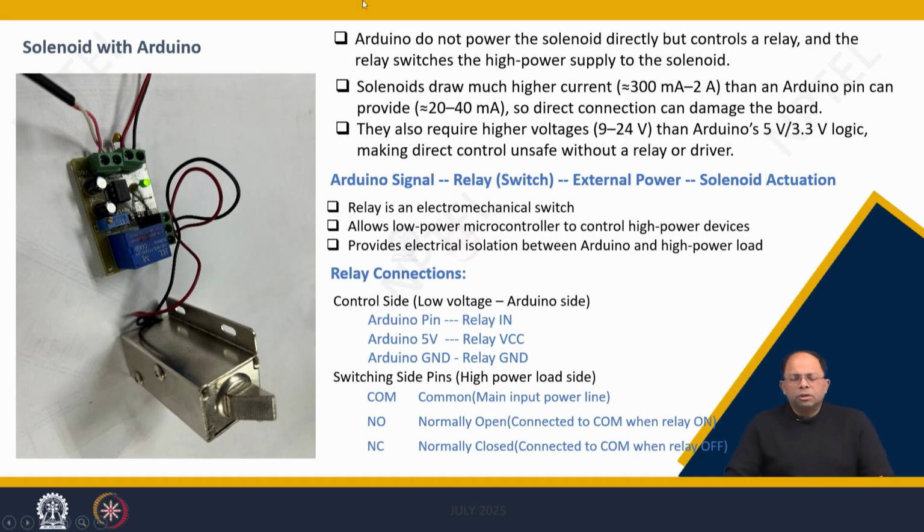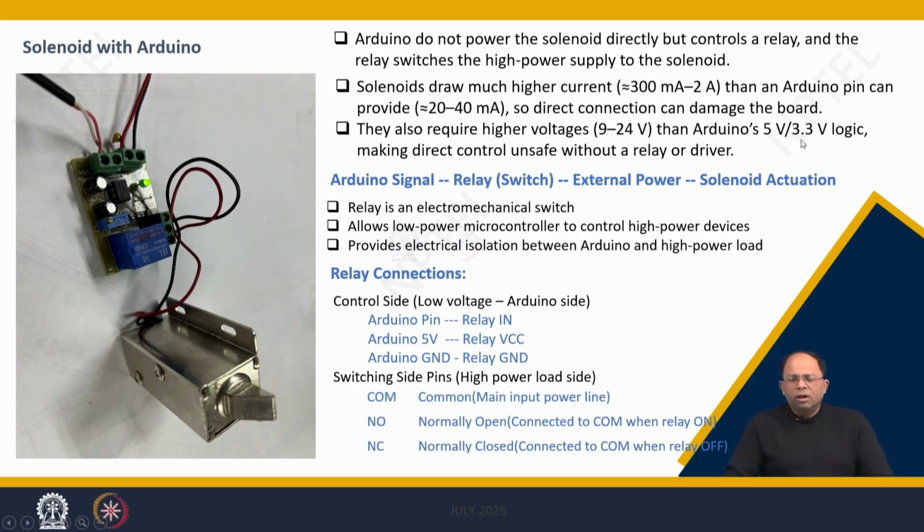So the solenoid draws much higher current, as you can see over here, but the Arduino pin can only provide 20 to 40 milliamperes instead of 300 milliamperes to 2 amperes. So direct connection can damage the board, so that's why we require a relay switch. Also, the voltage required by a solenoid is much higher, maybe 9 to 24 volts, whereas the supply from Arduino comes around 5 volts, or if it's through a digital pin, then it is 3.3 volts.